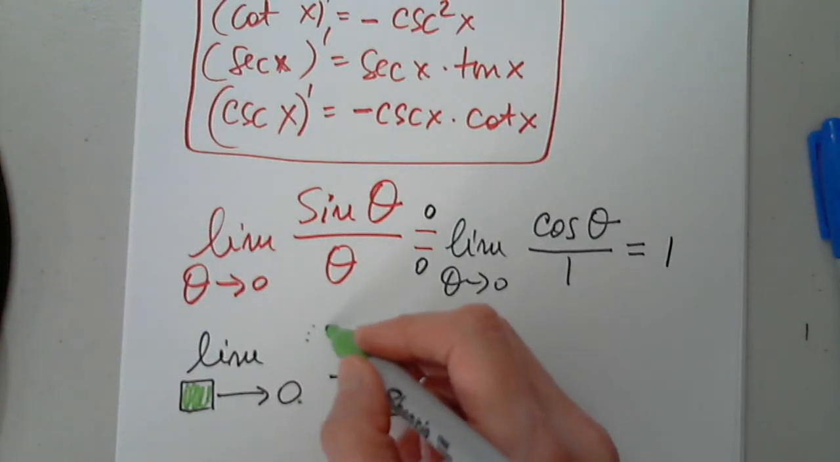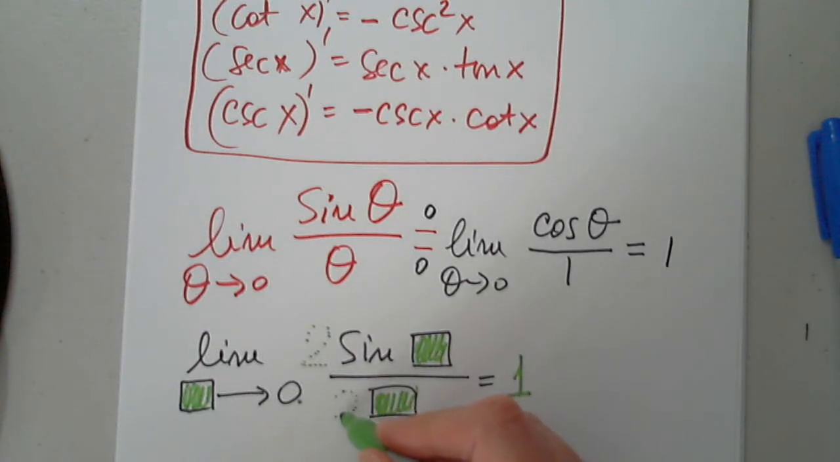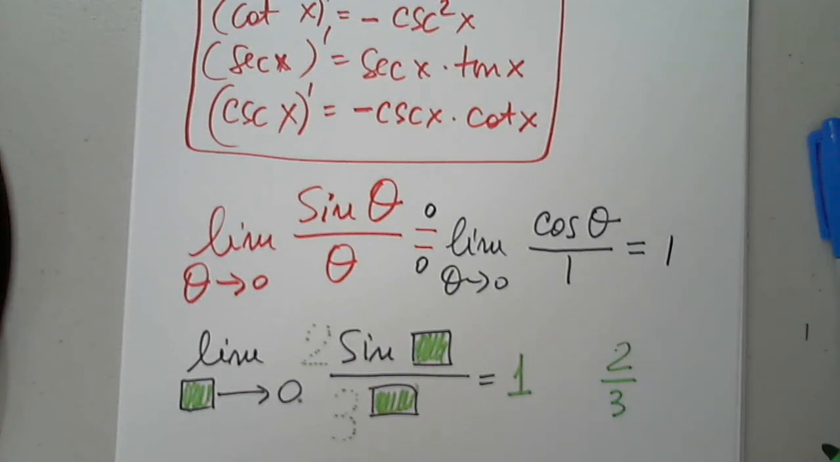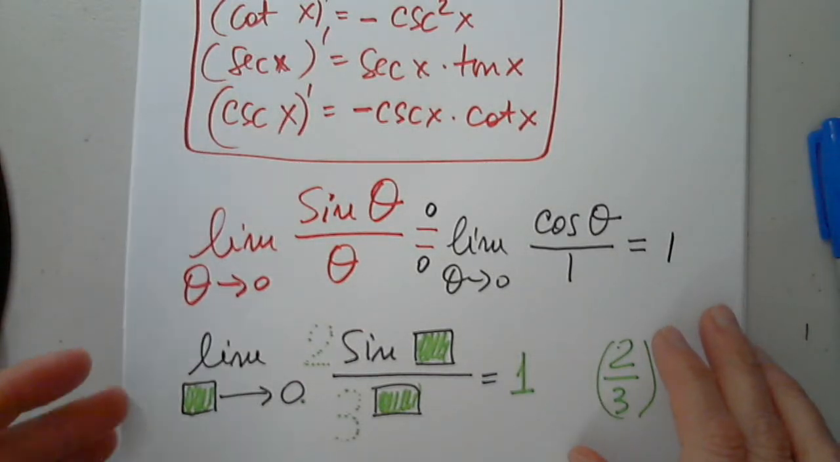Now, what happens if I have a 2 in here, for example, or a 3 in here, for example? What will the limit be? Two over three. Of course, it will be 2/3. Okay, so let's see how this concept is applied.